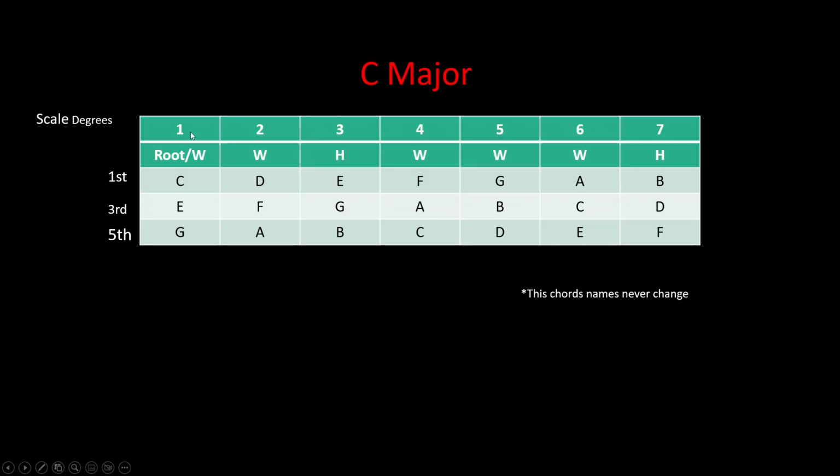Now, on this chart, we have scale degrees. It should be first, second, third, fourth, fifth, sixth, seventh, like that across the top. But we see that 1 through 7. Then we have the formula for a major scale. All right? And then I basically have the major scale and the chords.